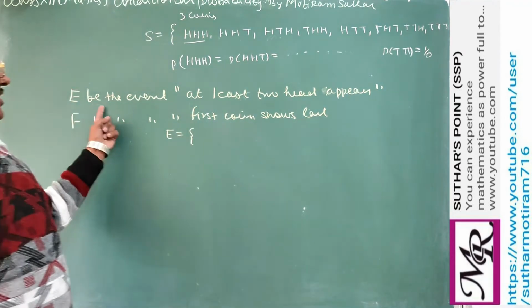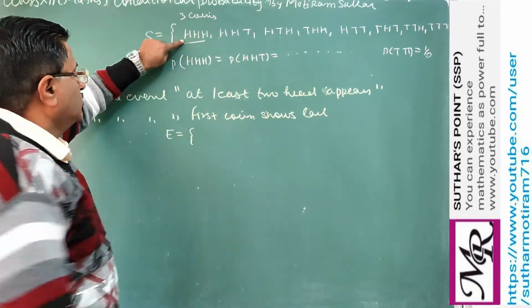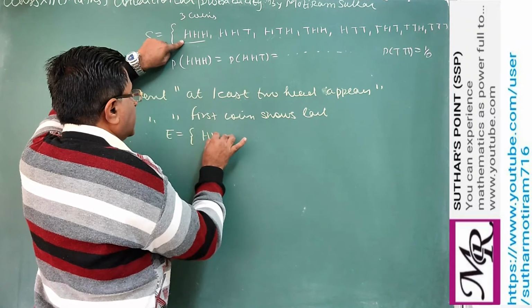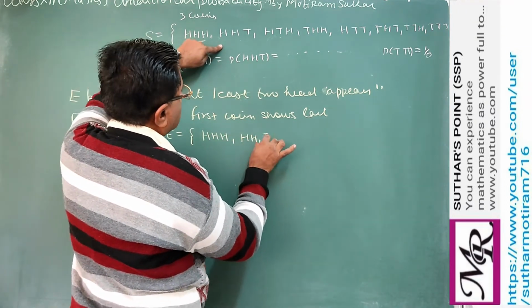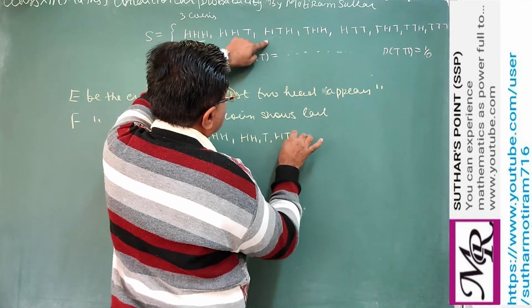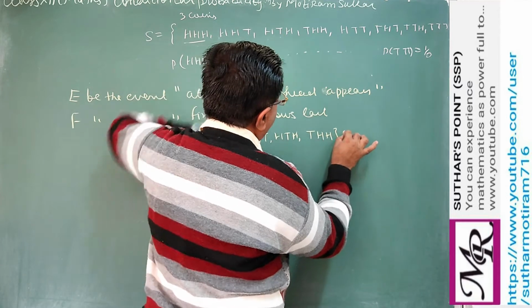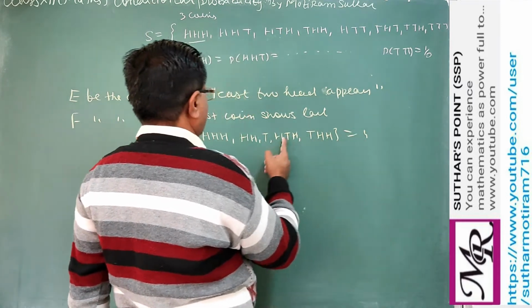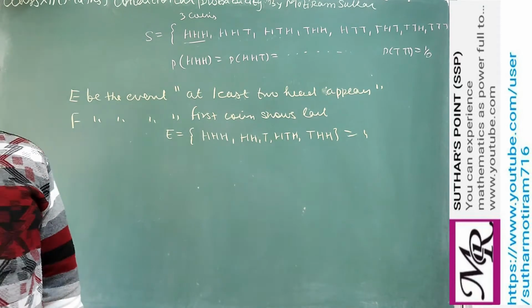So what does E say? At least two heads appear. कम से कम दो हो सकते हैं, ज्यादा कितने भी हो सकते हैं. So HHT, HTH, THH, HHH. So these are four favourable cases. 1, 2, 3, 4. Clear?